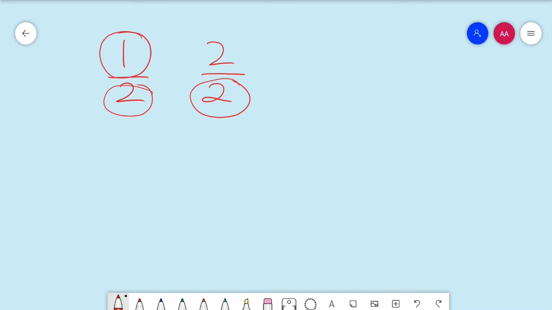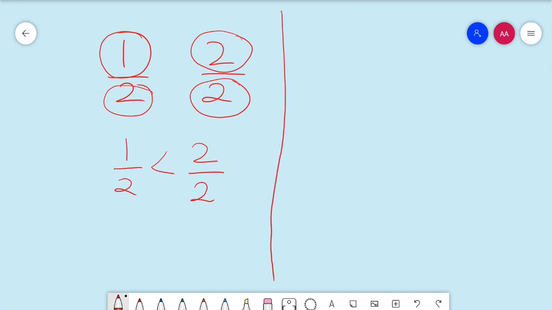If we've been asked to compare half with 2/2, as the denominators are the same, it is very easy to make a comparison. Here we're saying one area is shaded out of 2, and here we're saying 2 areas are shaded out of 2, which clearly indicates that 2 is bigger than 1. So we can say the half is less than 2/2.